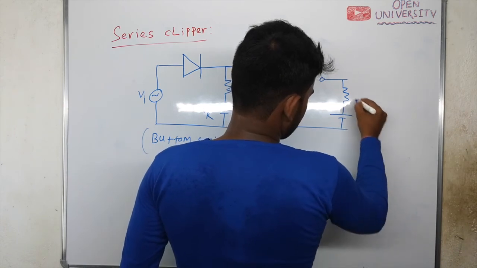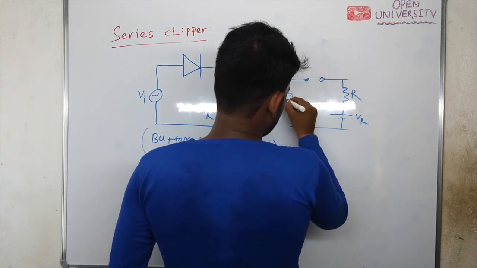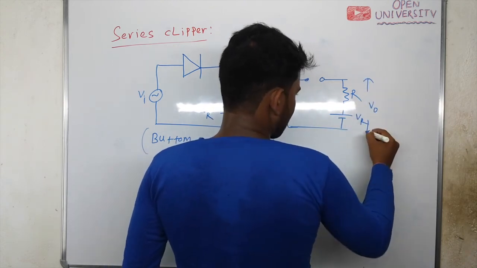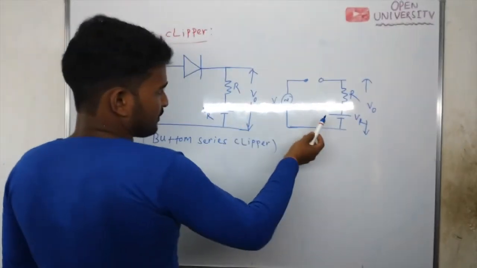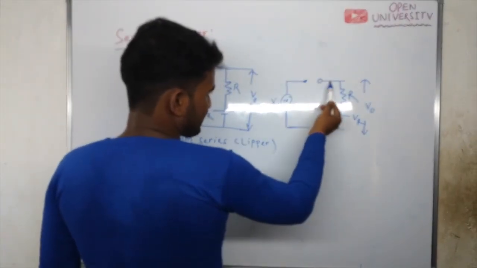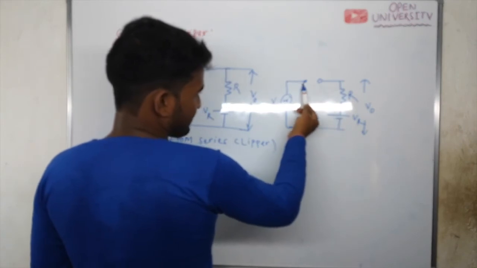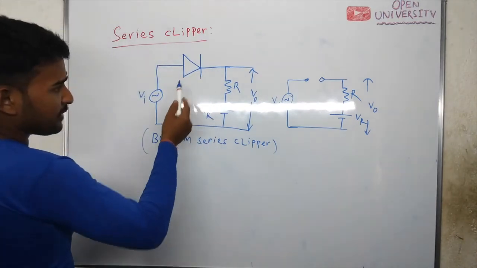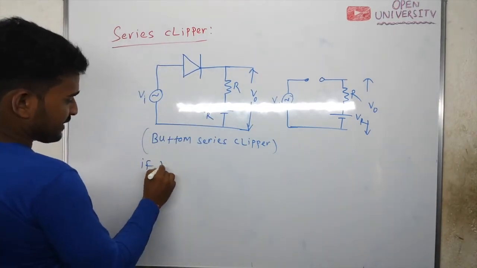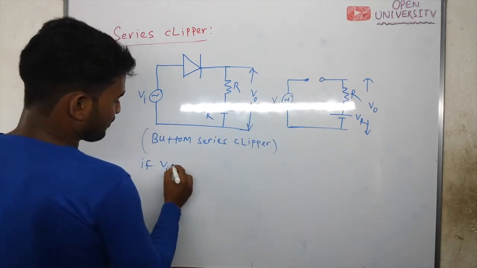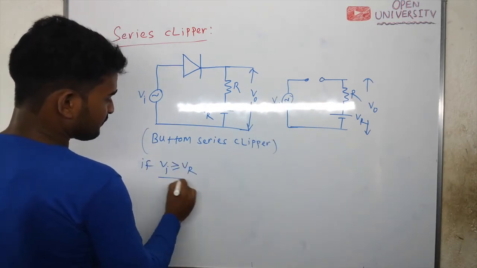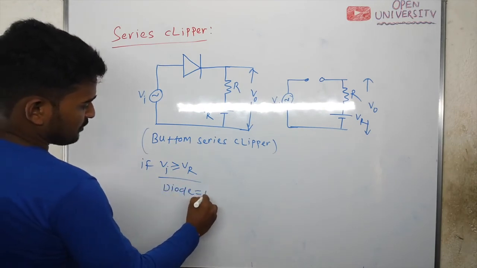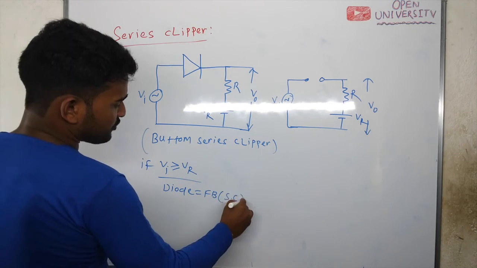This is VR, this is resistance R, this is your input voltage Vi, and this is your output voltage. Since the path is open, the voltage available at this point is VR, and the voltage available at this point is Vi. If this side voltage is greater than this side voltage, then the diode will be forward biased. That is, if Vi is greater than or equal to VR, then the diode becomes forward biased and it will be replaced with a short circuit.